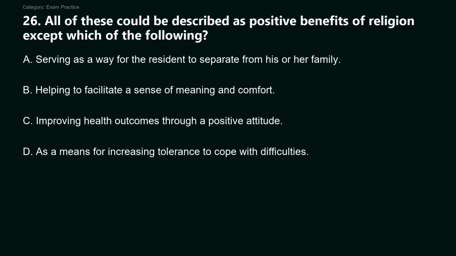Question 26. All of these could be described as positive benefits of religion except which of the following? Option A, serving as a way for the resident to separate from his or her family. Option B, helping to facilitate a sense of meaning and comfort. Option C, improving health outcomes through a positive attitude. Option D, as a means for increasing tolerance to cope with difficulties.